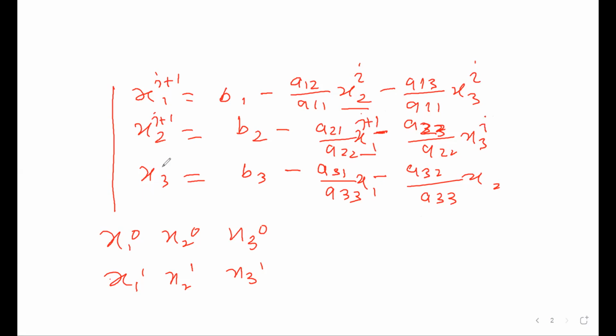And X3 at i plus 1 would be equal to what? You will be using the ith iterate already with you, and this is also with you. That means we are using already available values, the current values, in this equation. This is your Gauss-Seidel. If we do not want to use them, then the method becomes the Jordan method.